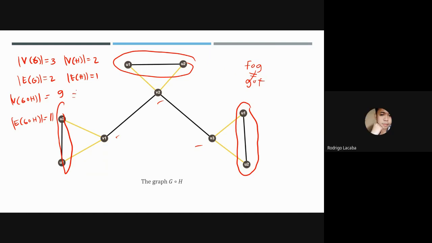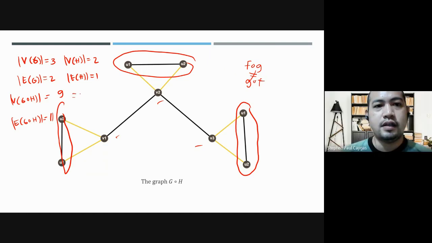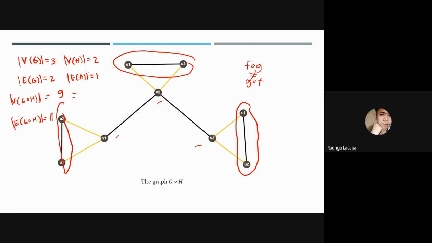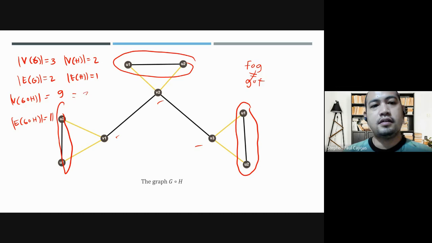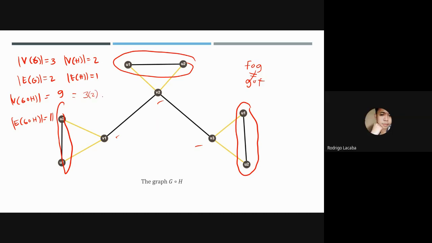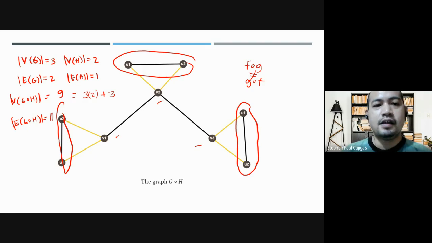Same as earlier, sir. So this is just adding 3 plus 2, 5 daw. 2 plus 1, the edges. Then for the vertex, we multiply: 3 times 2, sir. Vertex, 3 times 2, 6. Then plus the 3 edges, 3 times 2, sir. Then the original vertex of G. So plus 3. Yes.